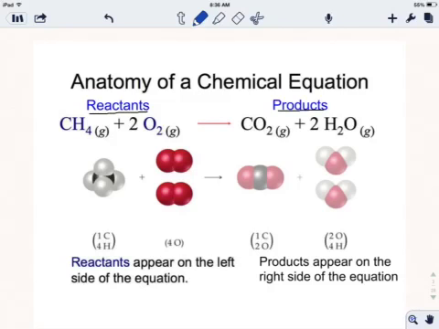Now, according to the law of conservation of mass, the number of each atom in our reactants needs to equal the number of products that we form. So those numbers can't change. That was also Dalton's fourth postulate in Dalton's atomic theory.